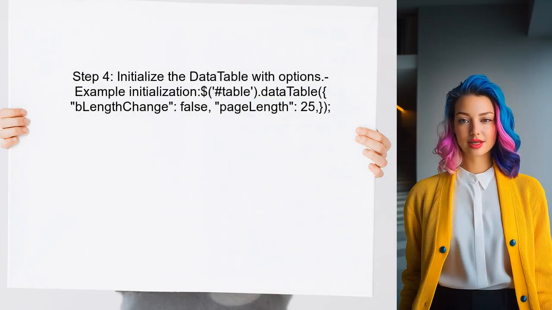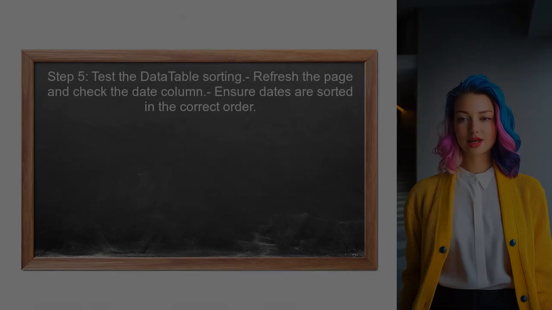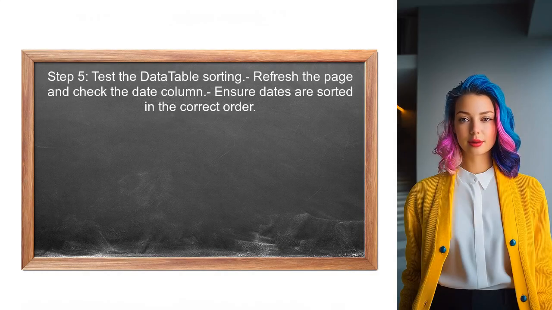After confirming the format, the user should initialize the data table with the correct options. This includes setting the length change and page length as desired. Finally, the user should test the data table to ensure that the date column is sorting correctly. They can do this by refreshing the page and checking the order of the dates.